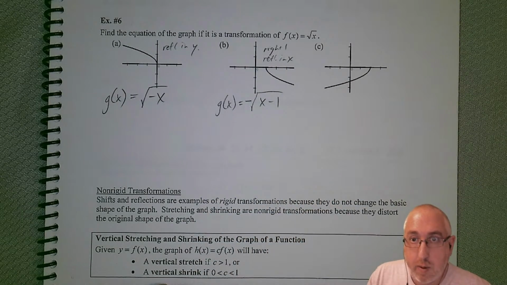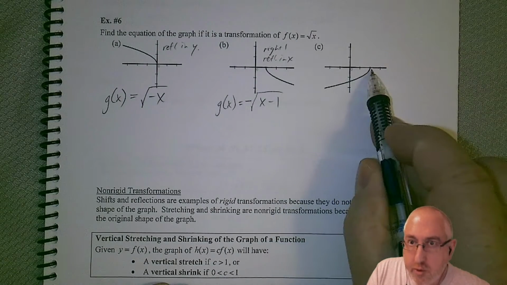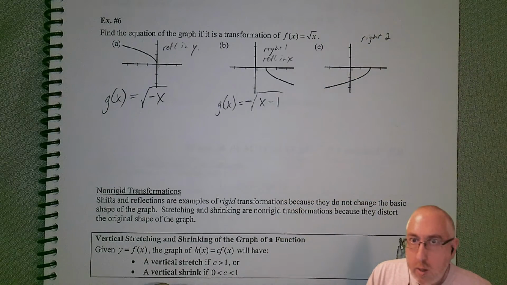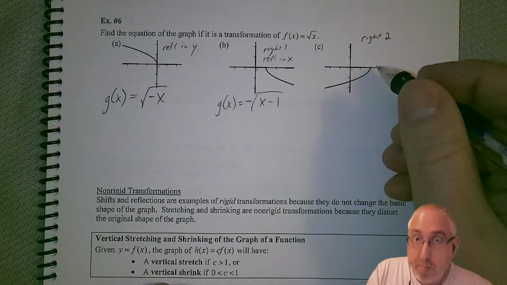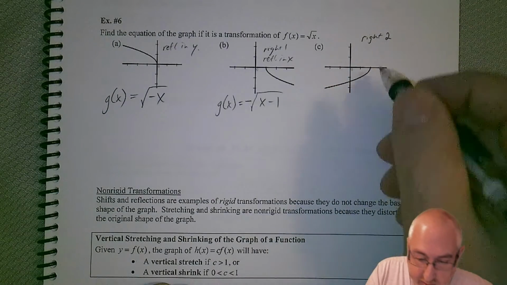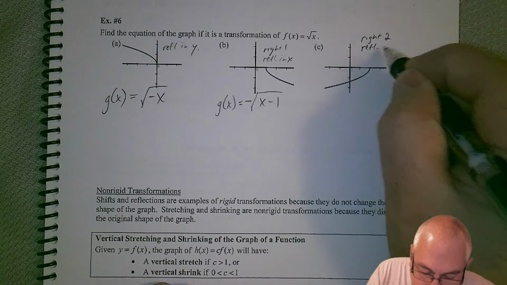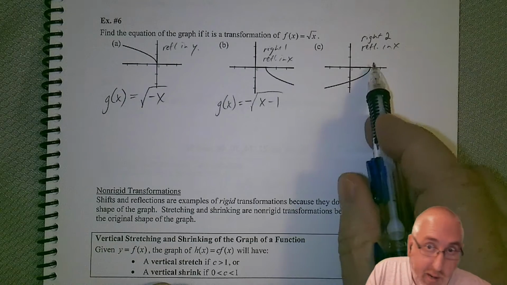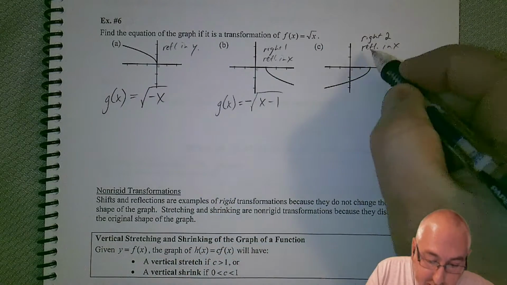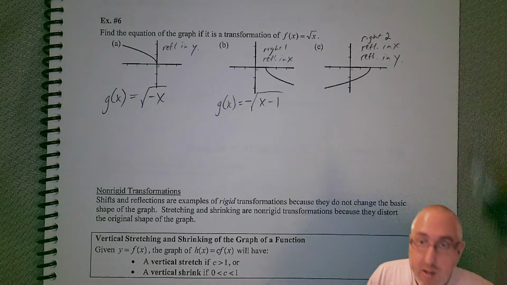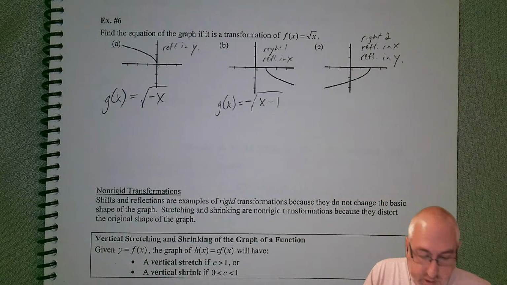Now what about this last one? This one's a little trickier. We can see it's going to the right 2. It's below the x-axis. Normally it's above, so that means it's reflected in the x. But now it's not going off to the right, it's going off to the left. So that means there's also a reflection in the y. So this one's an interesting one.